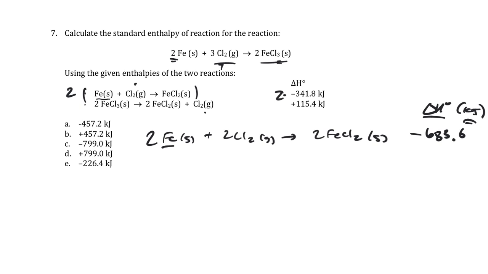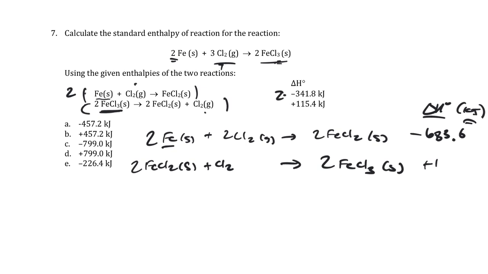Okay, and so then the next reaction here, if I look at FeCl3, I need 2 of them, and I have 2 of them over here, but just on the wrong side of the reaction. So if I flip that reaction, I put the 2 FeCl3 over here. That's a solid. And then I have the 2 FeCl2 now as a reactant, and a Cl2 as a reactant. Since I flipped it, flipping it is like multiplying by minus 1, so I need to invert the delta H. So my delta H should be minus 115.4.